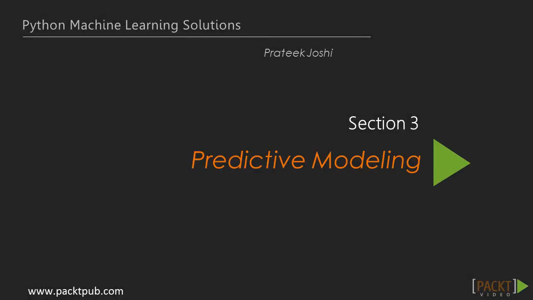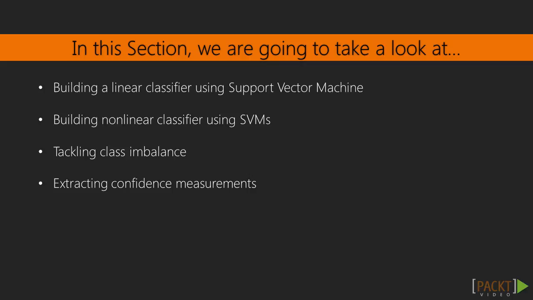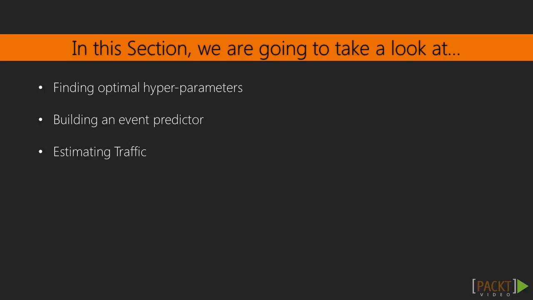Hi and welcome to Section 3, Predictive Modelling. In the previous section we looked at constructing a classifier. In this section we'll discuss predictive modelling techniques using support vector machines. We will learn how to apply these techniques to predict events occurring in buildings and traffic on the roads near sports stadiums.